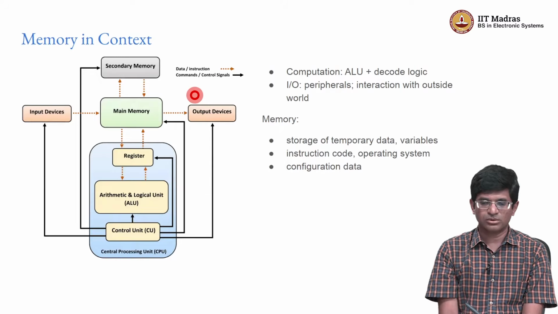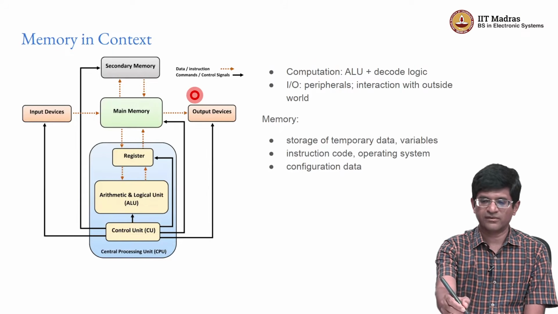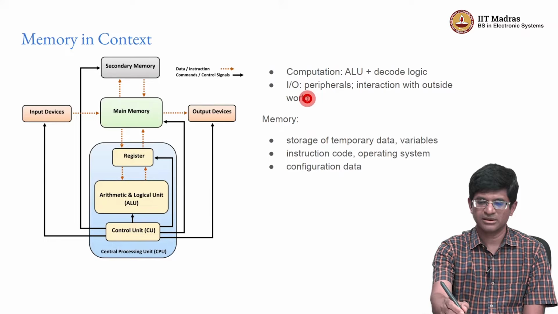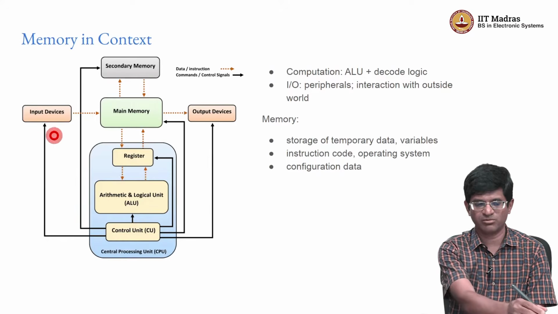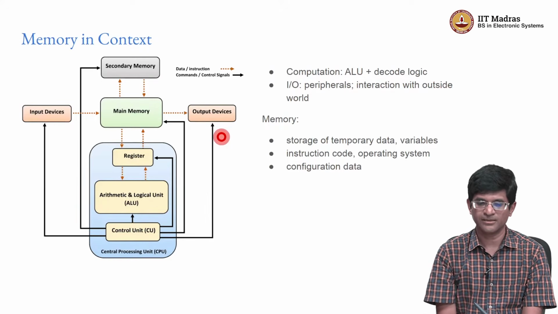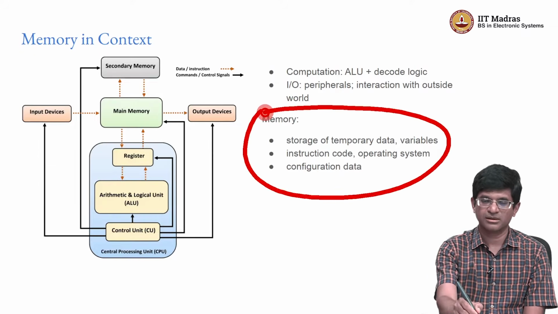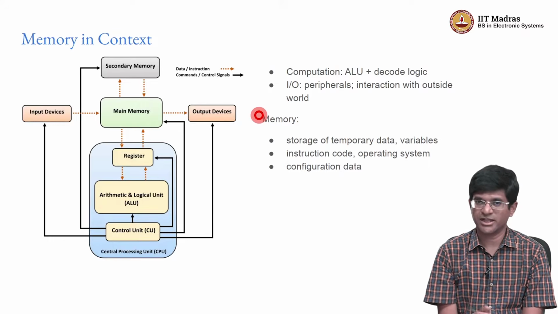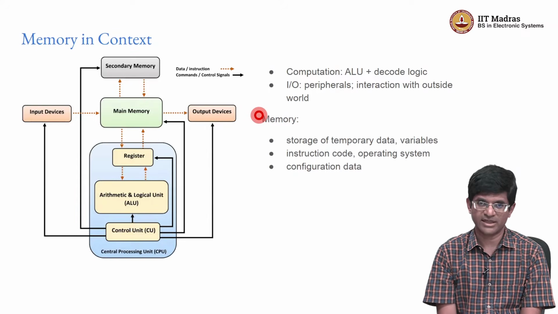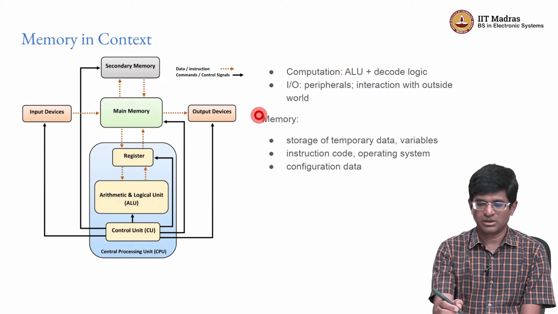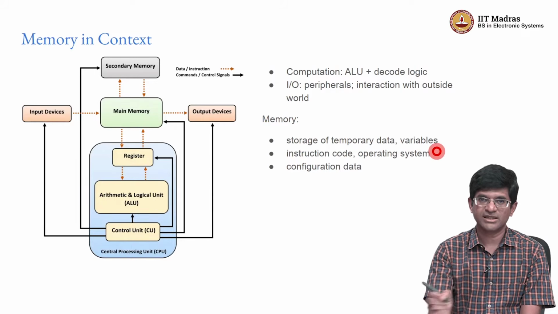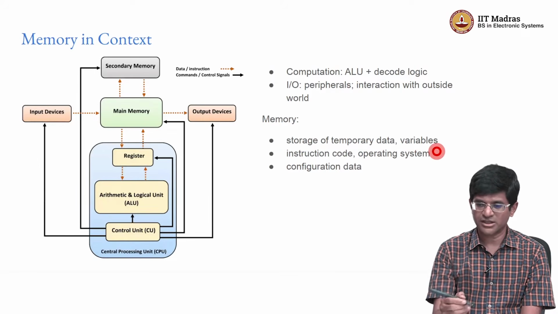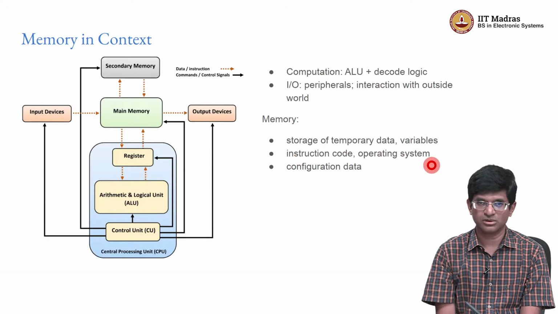Okay. So ultimately we have computation, which is the ALU plus the decoding logic, and we also have IO, which is a bunch of peripherals and interaction with the outside world, and then of course we have our memory, right? So the memory clearly plays a very important role in the functioning of any computational system, not just an embedded system, any computing system, right? Among other things, any temporary data, variables and so on are stored in memory. The instruction code, the actual code that's running on the system, also needs to be stored in the memory. This includes things like an operating system if there is one, right?